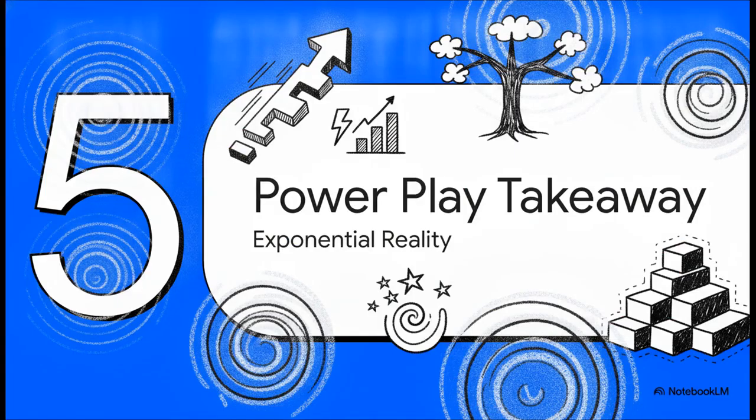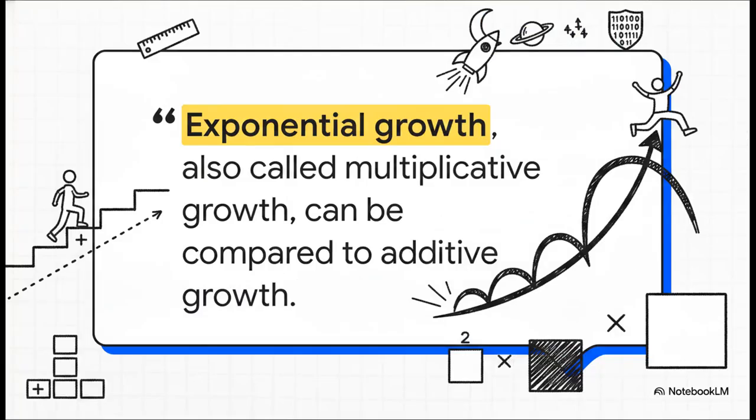Section 5. The Power Play Takeaway. This quote right here perfectly summarizes the journey we've been on today. Rapid exponential growth, also called multiplicative growth, can be compared to additive growth. When we add, we're taking slow, steady little steps. 1 plus 1 plus 1. But when we multiply, when we use exponents, we are jumping. And those jumps, they get wider and faster with every single step. Multiplicative growth creates these incredible explosions of scale that addition simply cannot match.